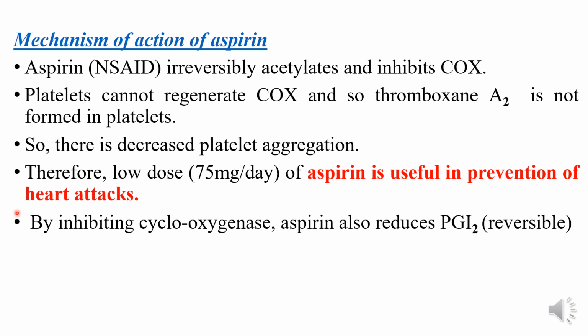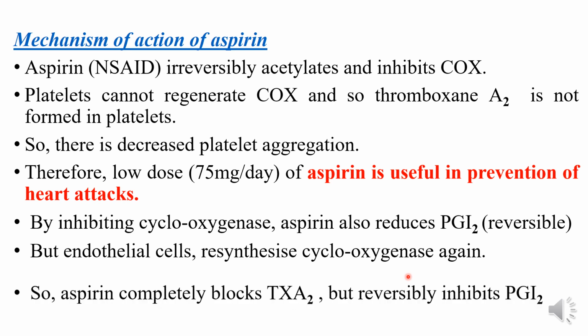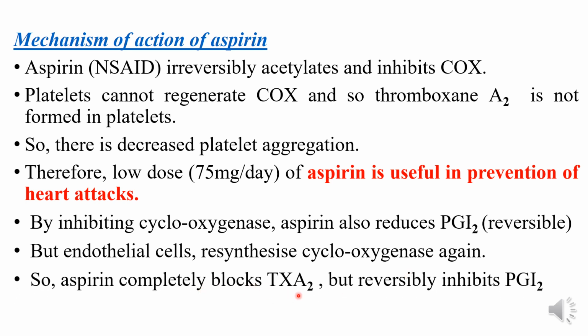Now, by inhibiting the cyclooxygenase, aspirin also inhibits prostaglandin I2, which has the opposite function of thromboxane A2. If you remember, thromboxane causes aggregation and PGI2 does the reverse of it. So, this is a temporary effect, as the endothelial cells immediately resynthesize cyclooxygenase again, and so the effect on PGI2 synthesis is not as much. So, aspirin completely blocks thromboxane A2 synthesis, whereas it reversibly inhibits PGI2 synthesis.